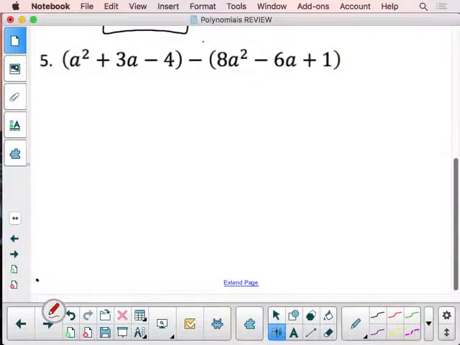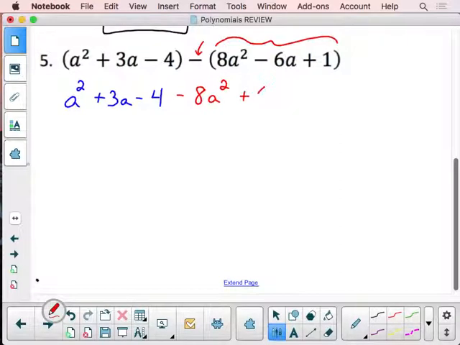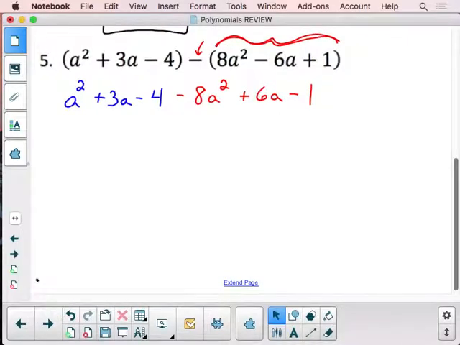We are subtracting everything inside that parentheses. So what's in the first parentheses doesn't change. We still have an a squared plus 3a minus 4. But we will be subtracting everything in that second parentheses. Minus 8a squared plus 6a and a minus 1. Notice I changed every sign in that second parentheses. Now we go back.